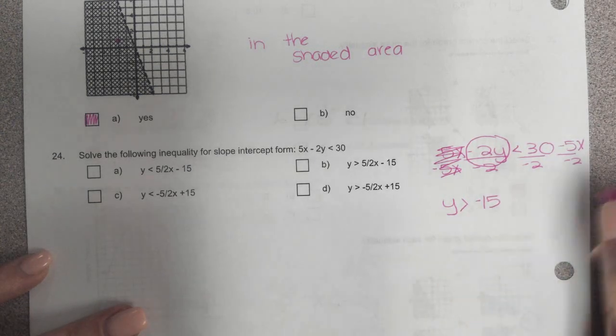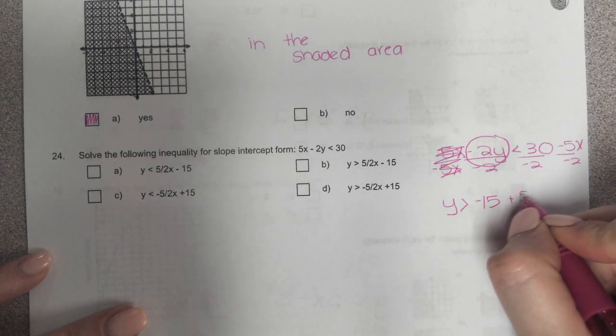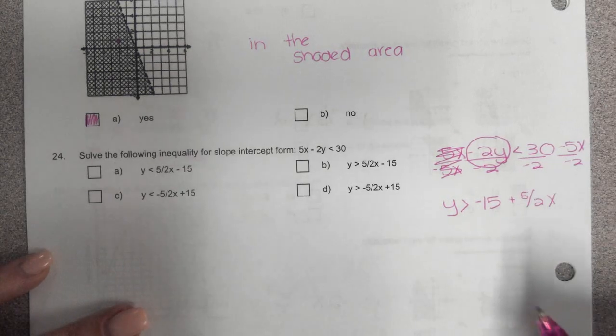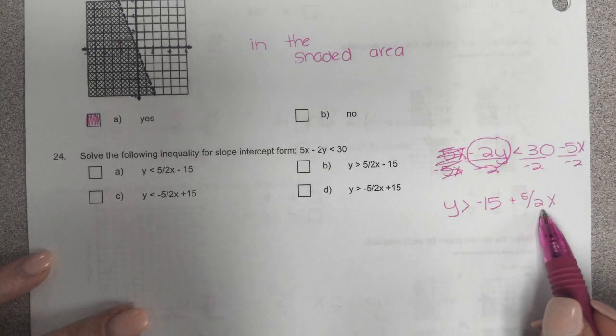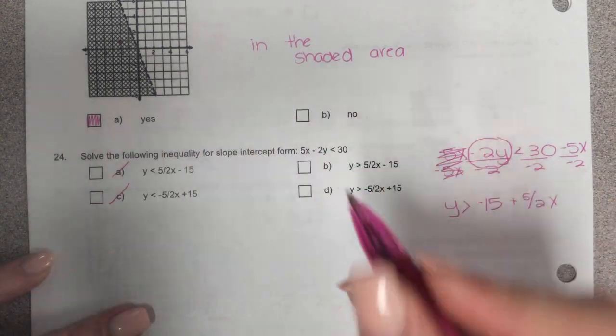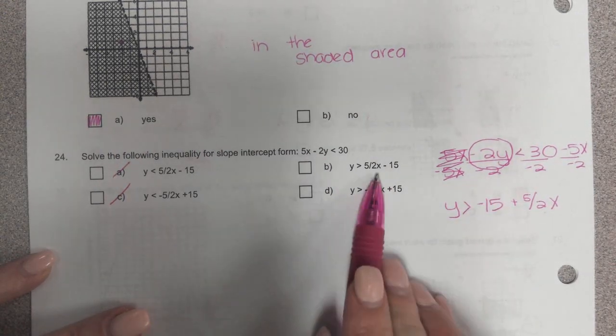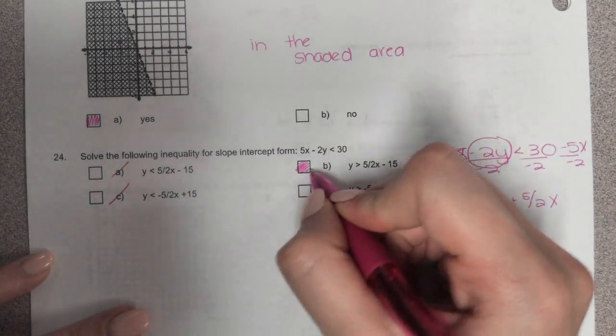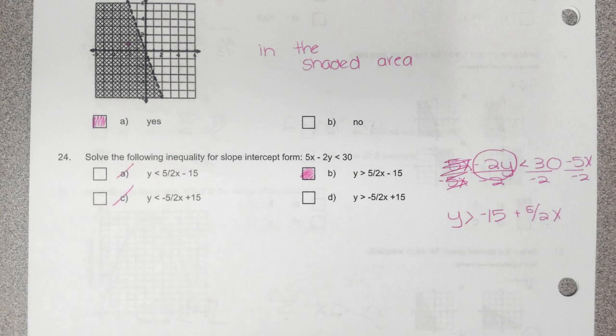This is a -15. Negative and a negative is a positive 5/2 x. So it's a positive 5/2 x. It's got to be greater than, and then a -15. All right, so make sure you have all of your work done, and remember to use your calculator on your test.